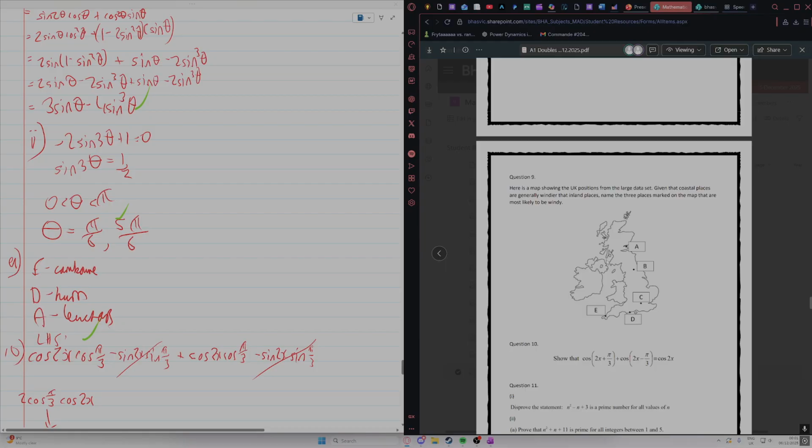Next, we have the large data set again, amazing. So you need to know that A is Lucas. Obviously, you only need to know the coastal ones for this question, but A is Lucas, B is Leeming, C is Heathrow, D is Hurn, and E is Camborne. So make sure you're remembering that.